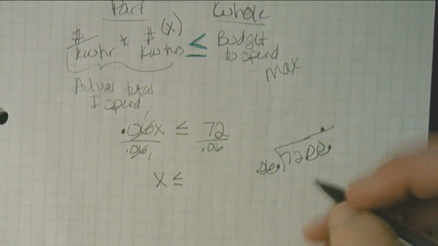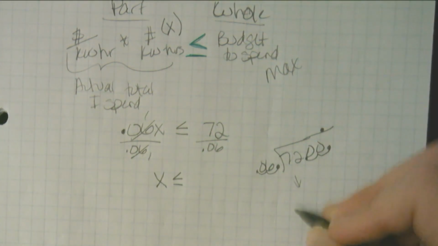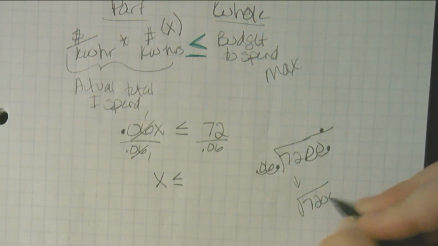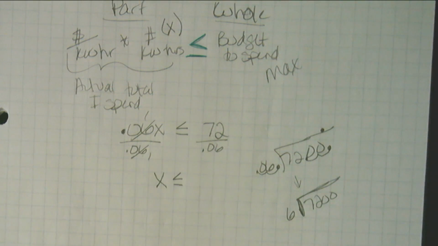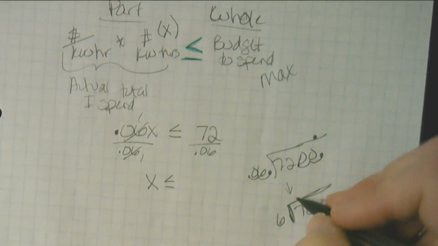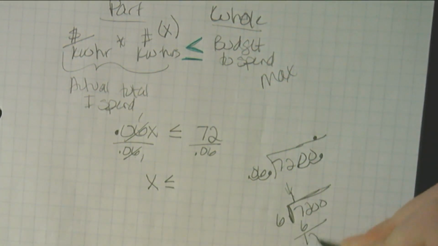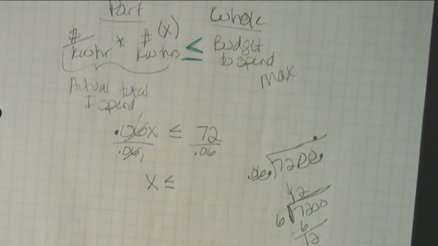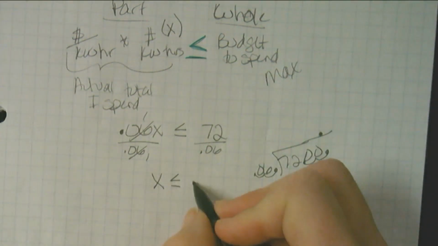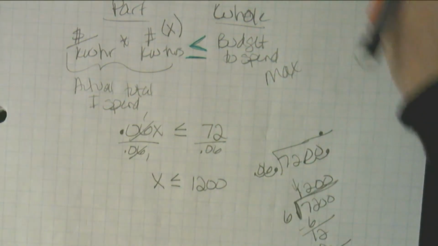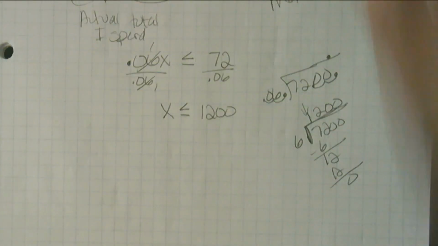So now, if I rewrote this, I have 7,200 divided by 6. I don't know if that's easier for you to see. If it is, rewrite it. Well, 6 divides into 7 once. I get 1. Bring down that 2. That's 2. So I end up just throwing those 2 zeros on. So I end up with 1,200 as my number. So x is less than or equal to 1,200.